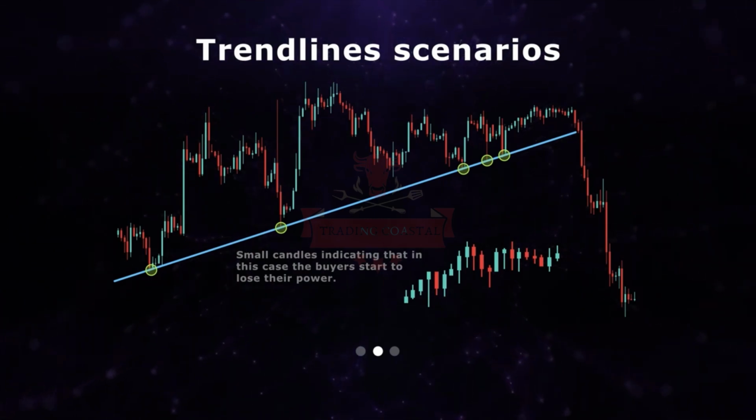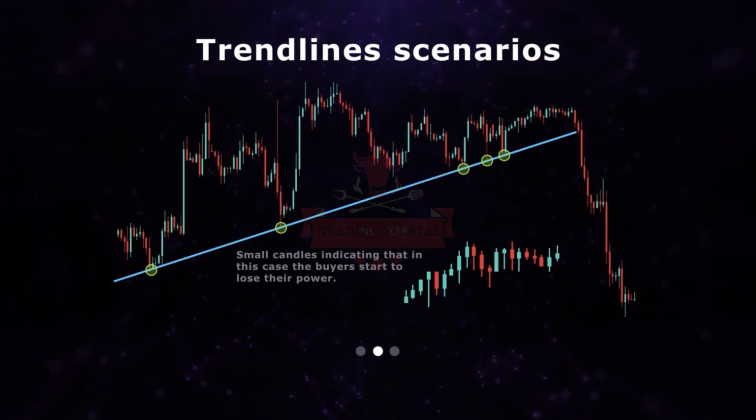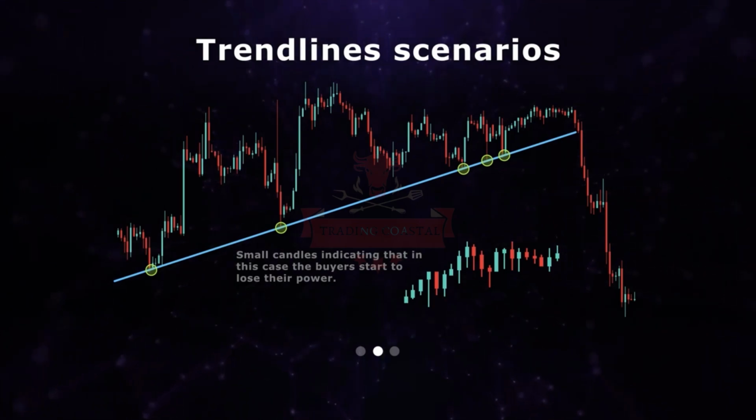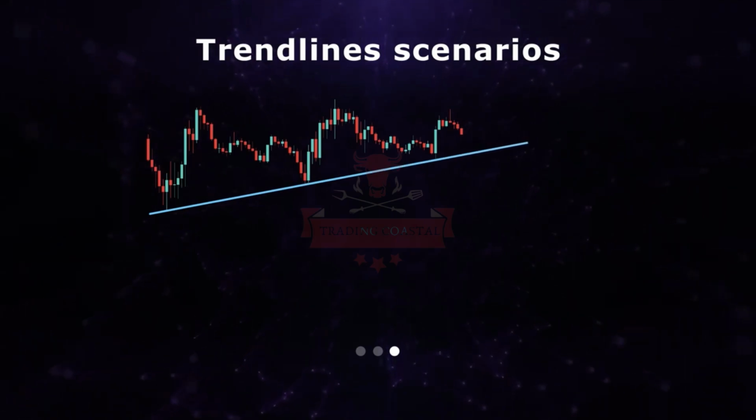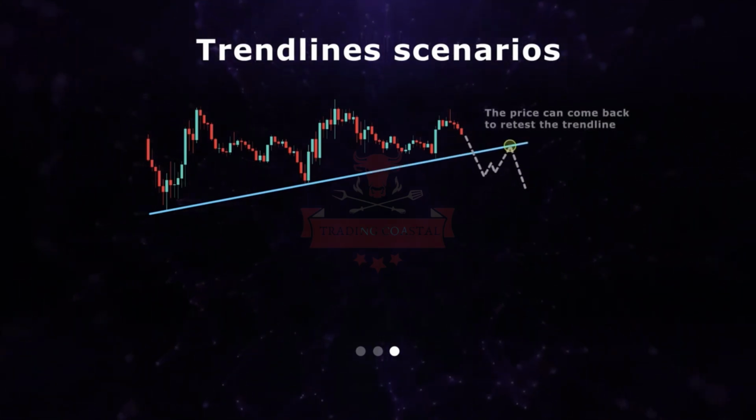Same aspect applies when we have a bearish trend line, but this time the price will break the trend line and go higher. The third and last scenario is similar to the previous one, but this time the price will come back to retest the trend line.